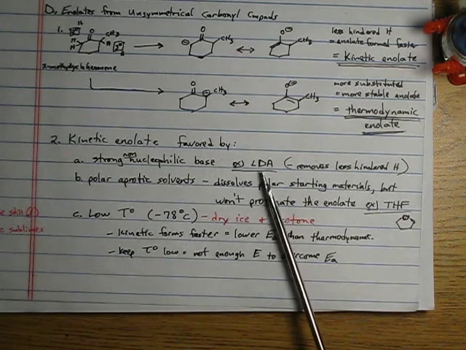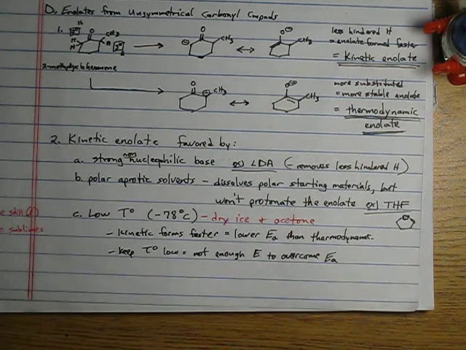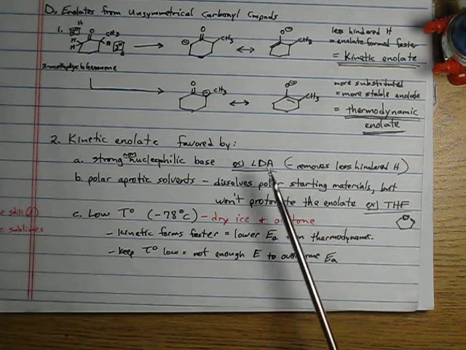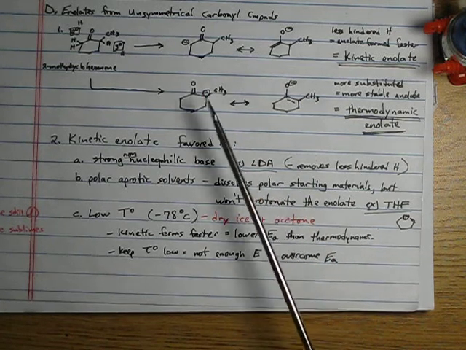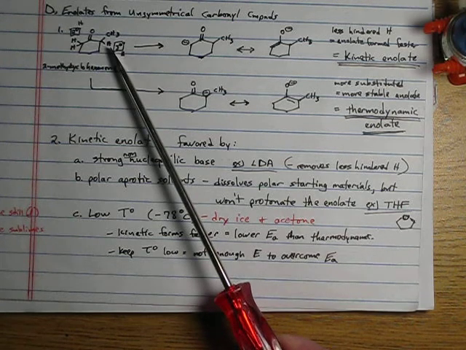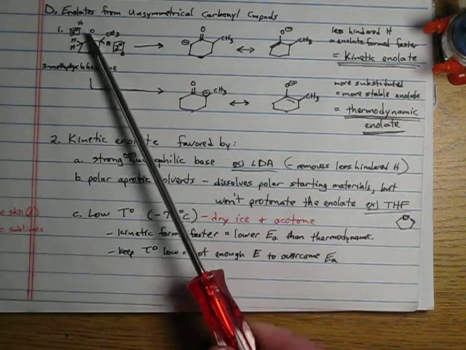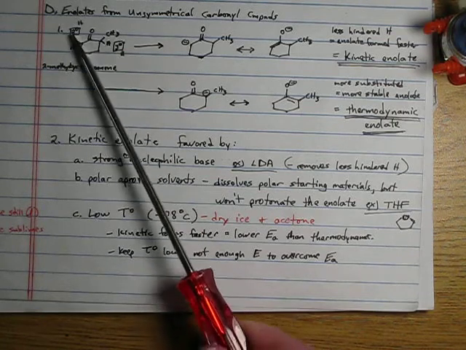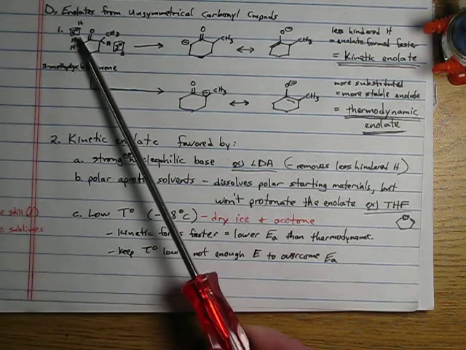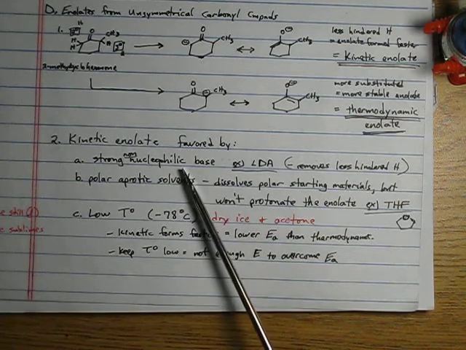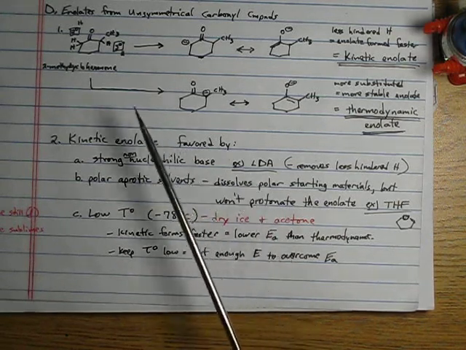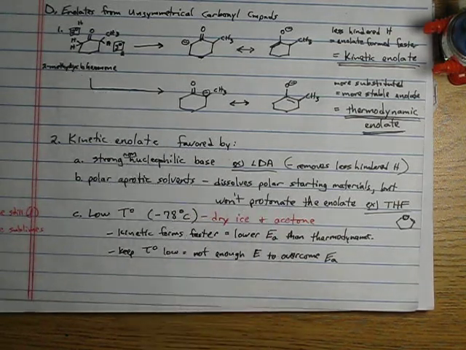Recall when we looked at LDA, it's a very strong base, pKa of 40. It had the 2 isopropyl groups on there, which means it's sterically hindered. So if we have a sterically hindered base, it's not going to want to try to get this hydrogen in here. That hydrogen's protected by being tertiary carbon. This hydrogen's being protected more. These 2 are more available to be snagged, less sterically hindered. So a strong sterically hindered base like LDA is going to snag a less hindered hydrogen.